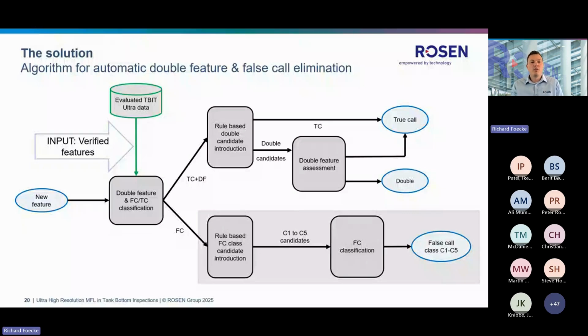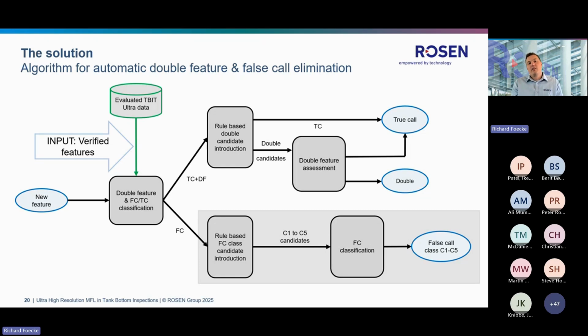After that, we look at the true calls and the double features, and with applying certain rules, we keep each feature in only once and take out the double ones so that the true calls remain in, and only once, of course. The false calls are then even further assessed as we look at certain classes. So two of these classes I showed you before. We can have tank welds, we can have settlement indications, but also we can have other indications which we classify as false calls. And these are classified then in 5 different classes, which we in the end can also assess and look at if we want to.